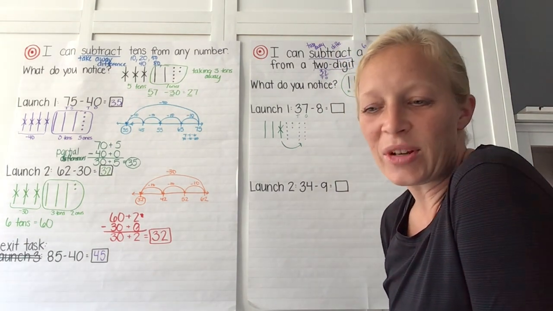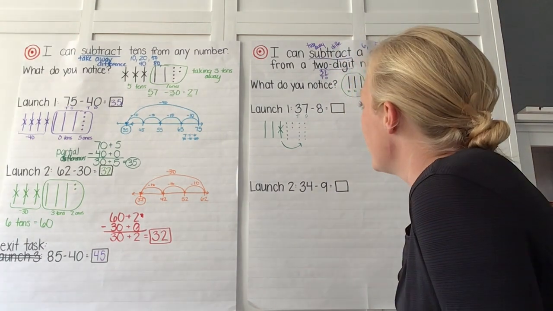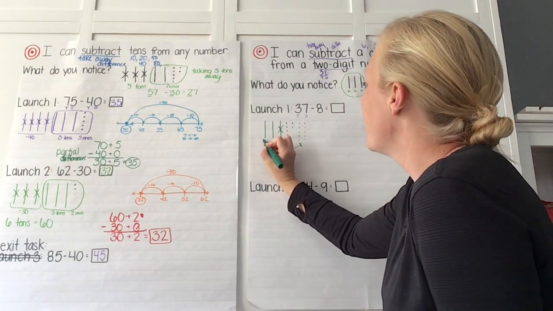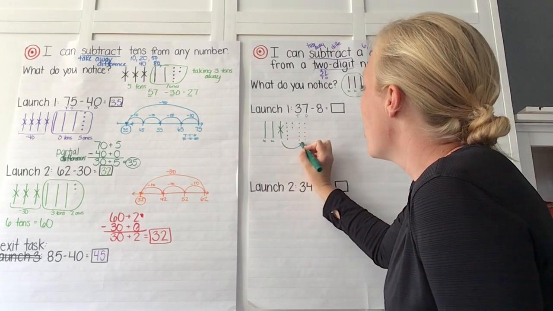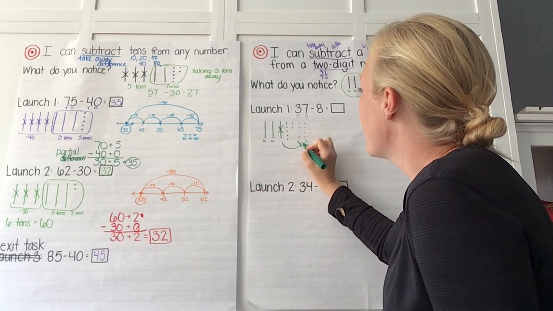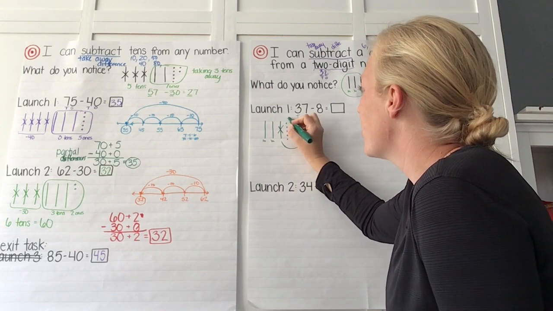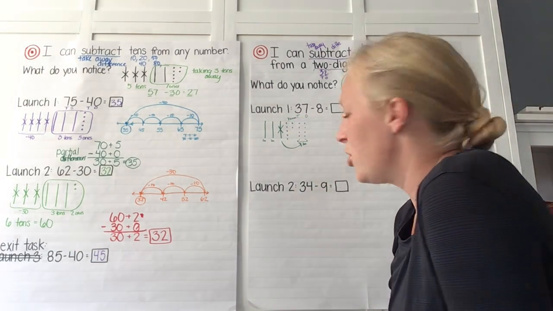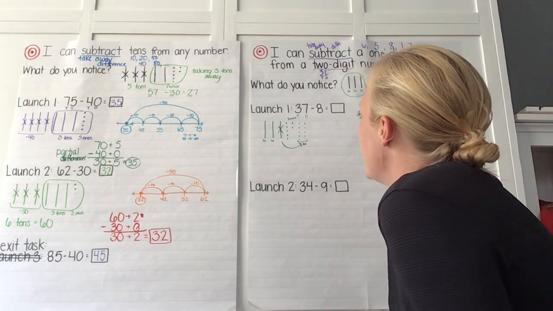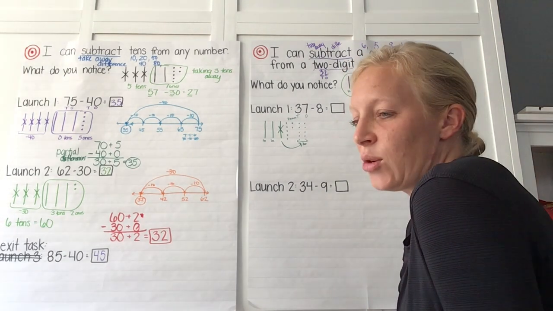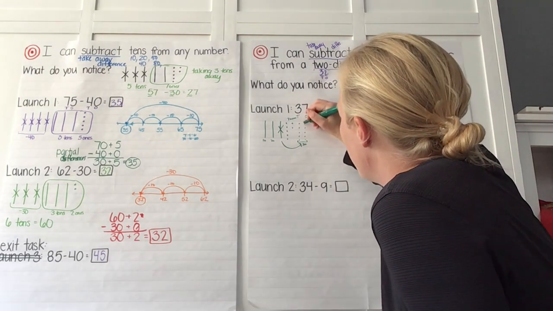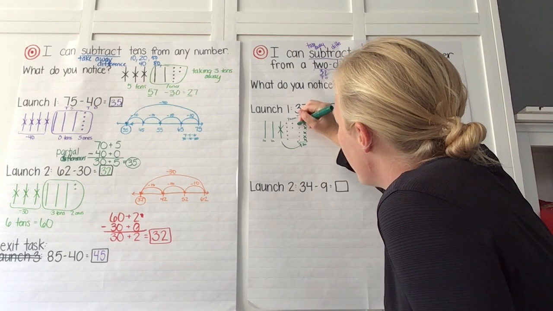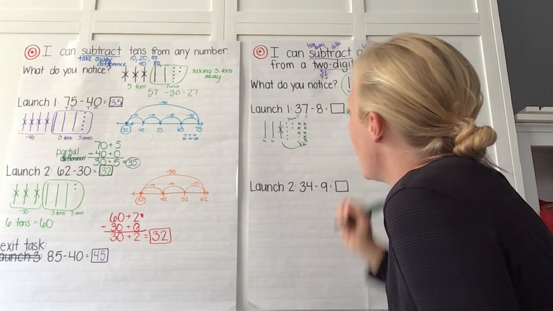Okay? Then what did you do? Does that still make 37? Where are your 3 10s now? 10, 20, 30, and then you have your 7 1s. Very good. All right, so then what did you do? You needed to take away 8. So what did that look like when you were showing your work? 1, 2, 3, 4, 5, 6, 7, 8.